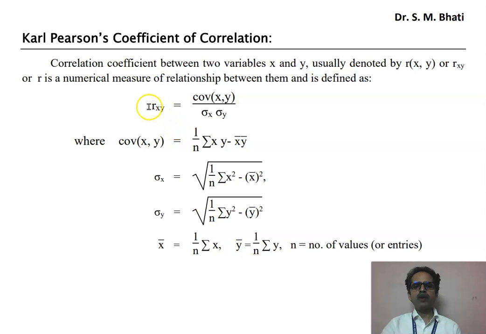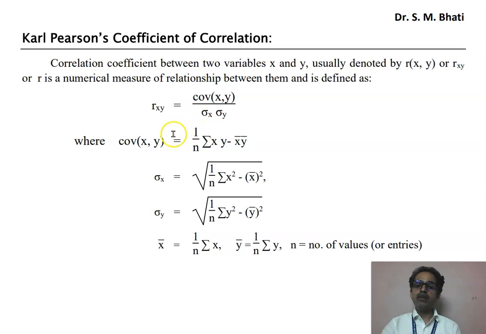Now if we want to find the value of the Pearson coefficient of correlation, that is the value of r, we must obtain three values. Find the Cov(x, y), find sigma x and sigma y. You can obtain them separately. This is the formula for Cov(x, y), this is the formula of sigma x, this is the formula of sigma y. So obtain these three values and put them here.